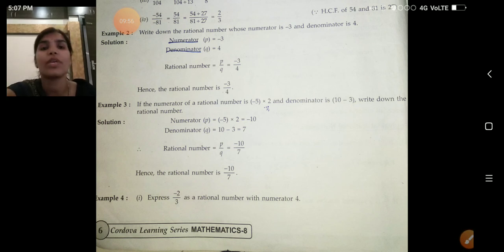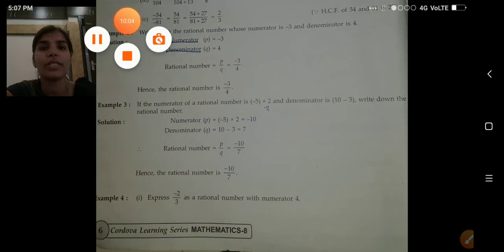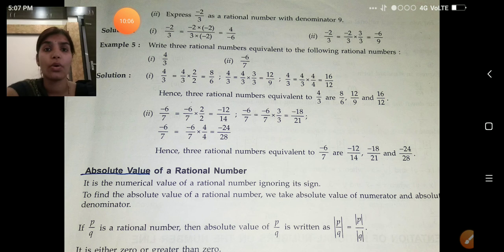The next example is express minus 2 by 3 as a rational number with numerator 4. In that example, which one is the numerator? Minus 2. Minus 2 is the numerator. So we want to make the numerator plus 4. Minus 2 into minus 2 gives plus 4. So for making plus 4, we multiply minus 2 by minus 2. So your answer is 4 upon minus 6.